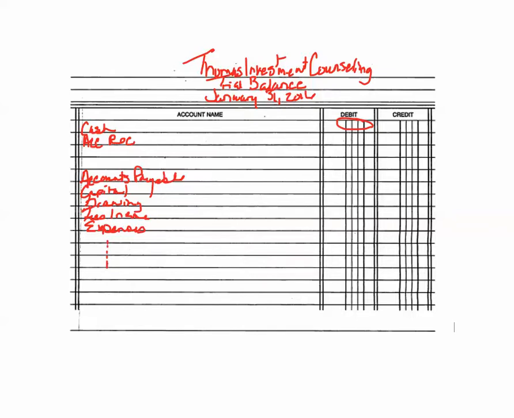Okay, so assets always have a debit balance. Accounts payable always has a credit balance. Capital always has a credit balance. Drawing always has a debit balance. And fees income always has a credit balance. And expenses always have a debit balance.